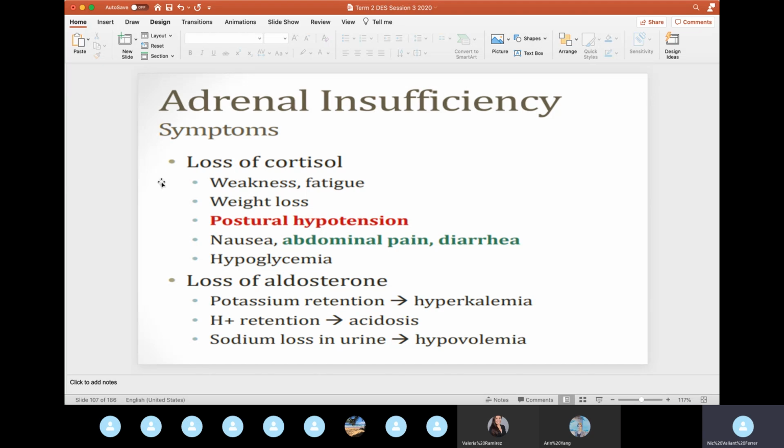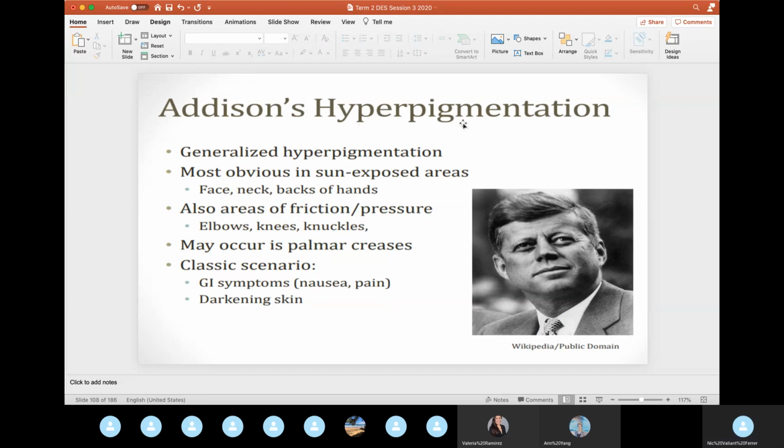You can have loss of aldosterone. If aldosterone is lost, no sodium reabsorption. So what happens? Hyperkalemia. And what else happens? H+ retention, so you can have acidosis. What happens to the sodium? You have increased sodium loss in the urine. That's why you can have hypovolemia.